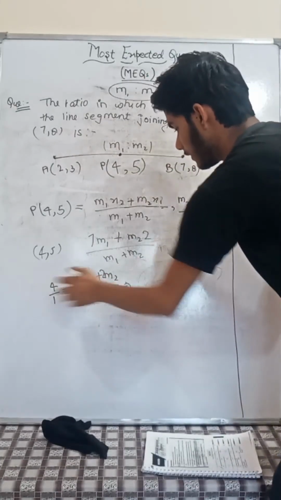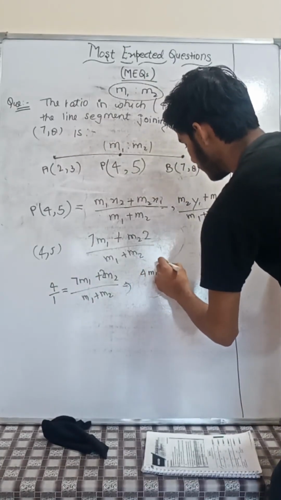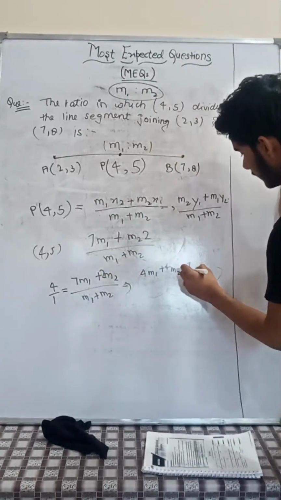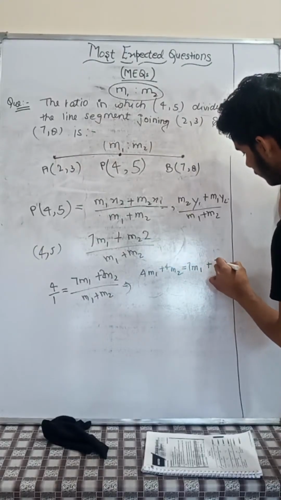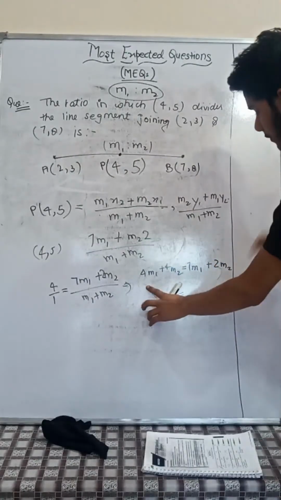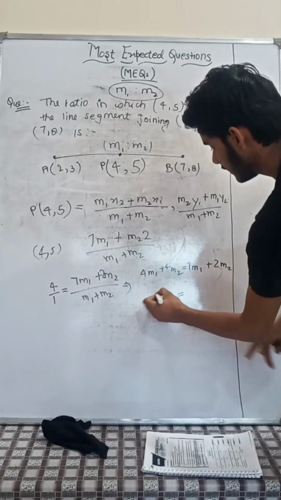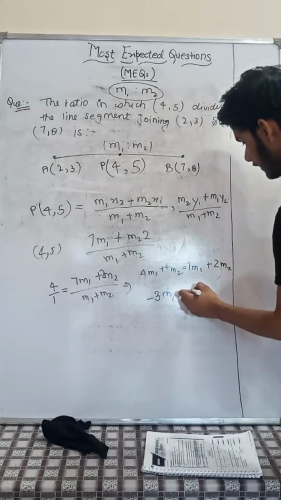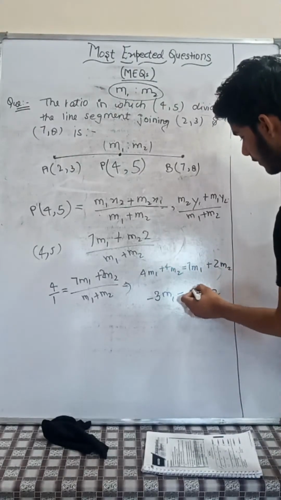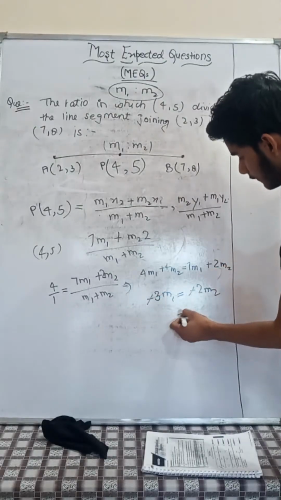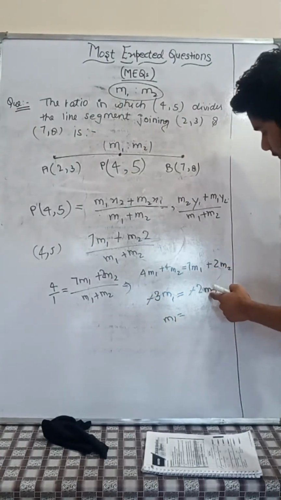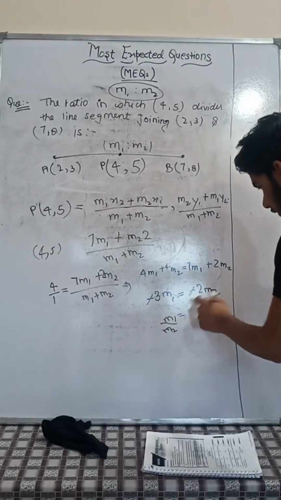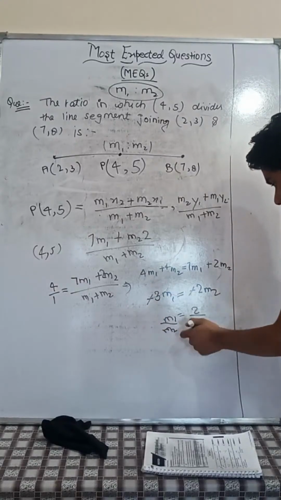Cross multiply: 4m1 plus 4m2 equals 7m1 plus 2m2. Here 4m1 shifted becomes minus 3m1, and 2m2 shifted becomes minus 2m2. The minus signs cancel out. Now m2 is shifted here, with 2 and 3 on the sides.